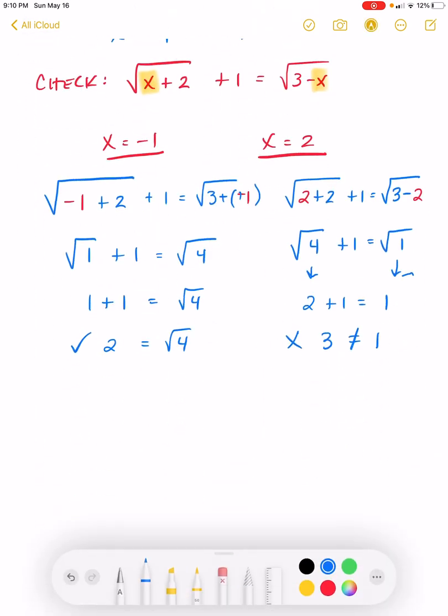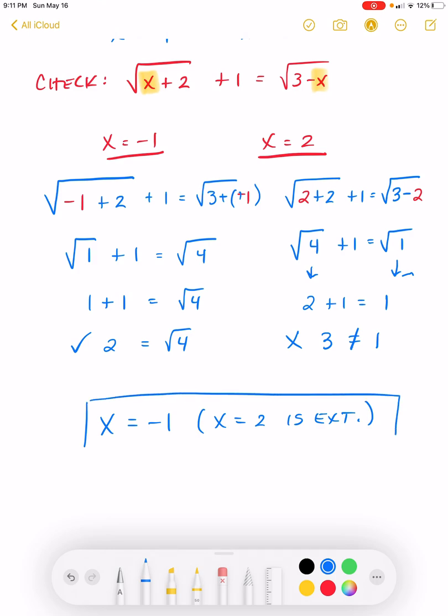So let's wrap this up here. The solution is going to be x equals negative 1, where x equals 2 is extraneous. All right, so that is the basics of solving radical equations. And obviously there's more types of equations that I haven't even shown you yet, so it just takes a lot of practice to get good at this concept.